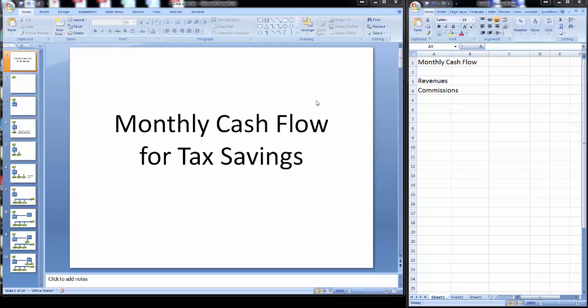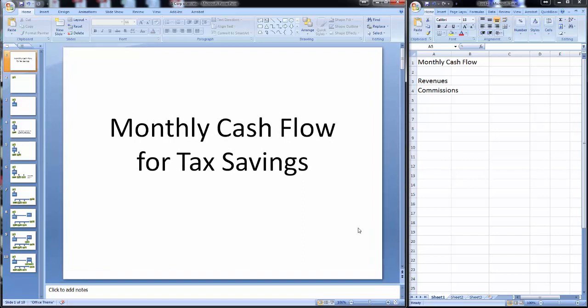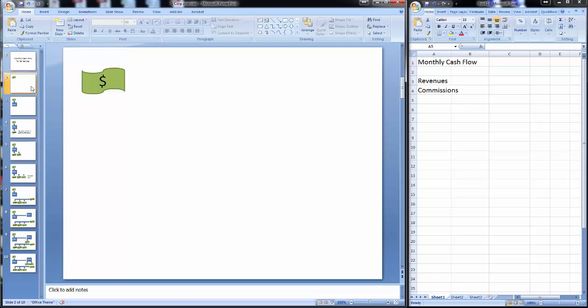Now, this is really important, but it's also one of the hardest concepts to grasp, putting together the tax savings plan. So what I want to do is spend a couple minutes with you walking through this monthly cash flow for tax savings. The first thing that, of course, we want to be looking at is where the money is going to be deposited. Now, this money could be revenues, could be commissions. However you're earning those revenues, however you're earning your monthly income, where is this going to be deposited?